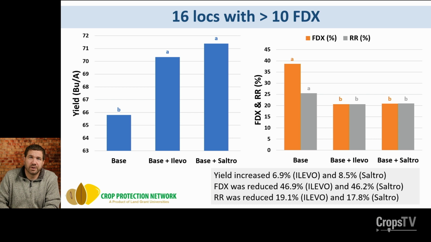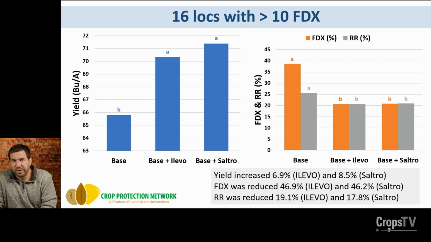Now let's focus on the 16 locations that had an FDX greater than 10, and you can see that the yield responses increased to 6.9% for Levo and 8.5% for Saltro. So no significant difference between the two products, but you can see quite a bit bigger of a yield response compared to all 123 locations.